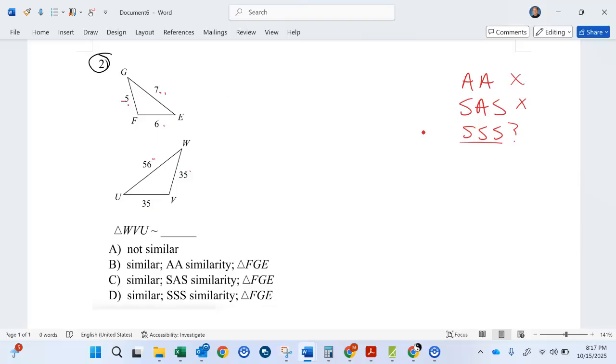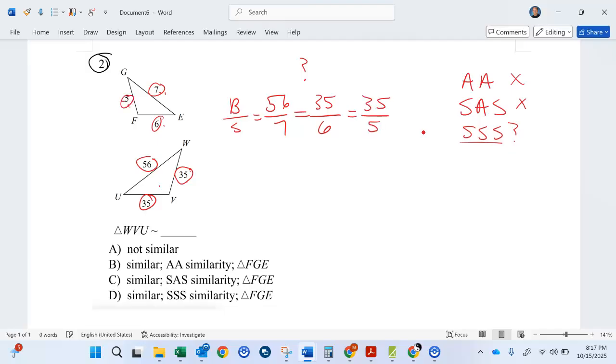So I'm going to start with the biggest, which is 56. And the biggest over here is 7. So big over small would be 56 divided by 7. Is that equal to the second biggest one? Well, these are the same. So that would be 35 divided by the second biggest one, which would be 6. And then the last one would have to be this one. But I already know that 35 divided by 6 is not going to be equal to 35 divided by 5, just because they're different numbers.